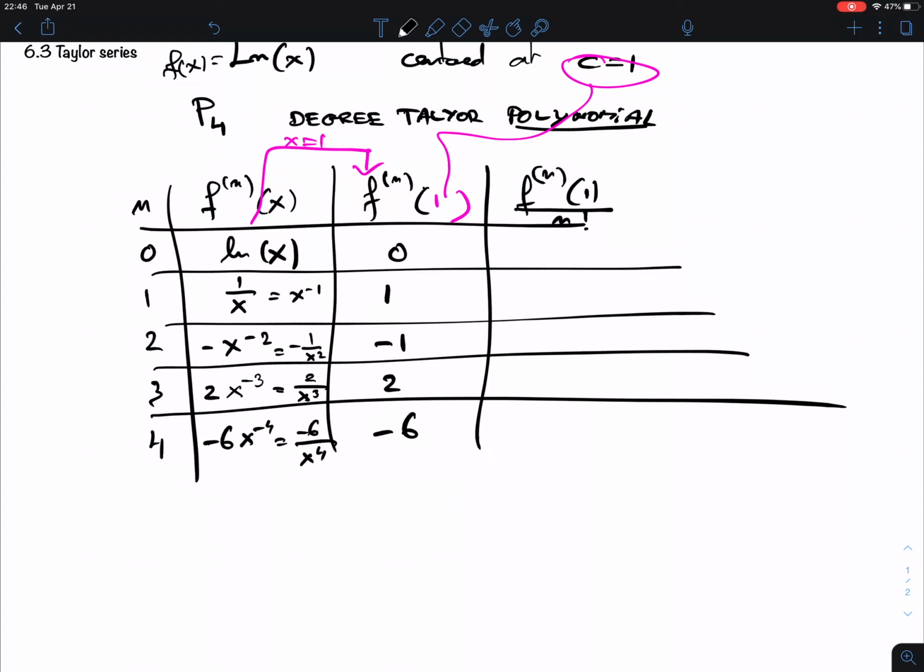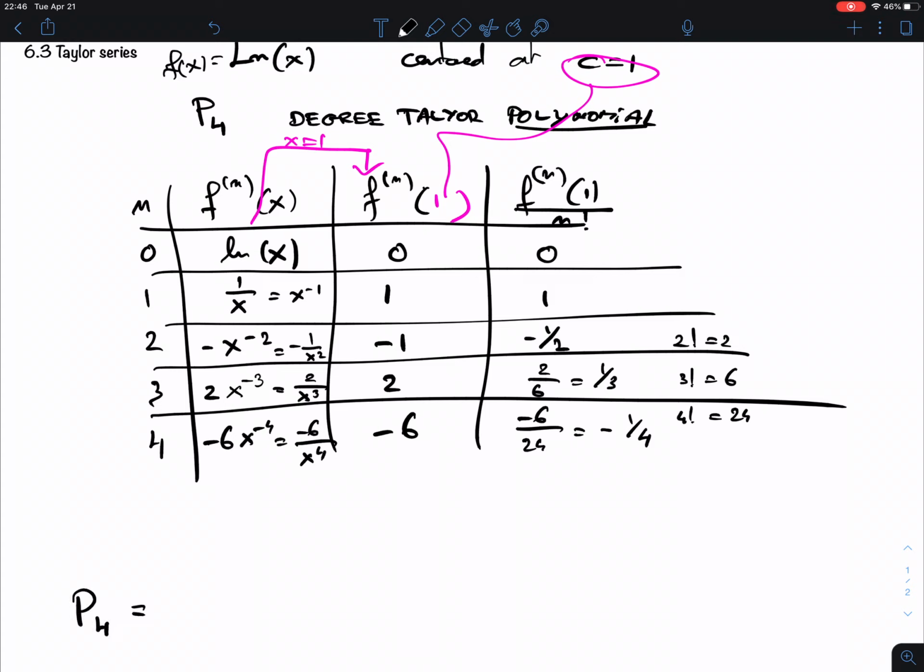Good. Finally, we have to divide by n factorial. Now, 0 factorial and 1 factorial are just 1, so we don't do anything. 2 factorial is a half, right? 3 factorial is 6, so we get 2 divided by 6, which is 1/3. And 4 factorial is 24. So we get minus 6 divided by 24, which is minus 1/4. Okay? Perhaps let's do one more. No, let me write down what P4 is. So P4 therefore is, I'm going to write P4 here.